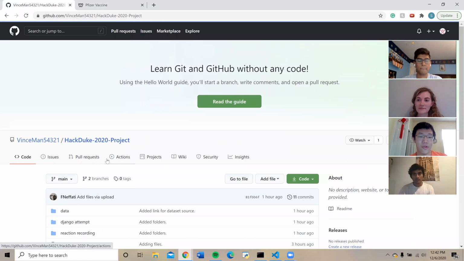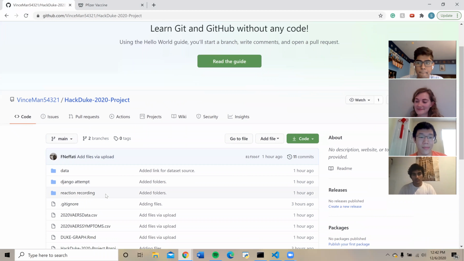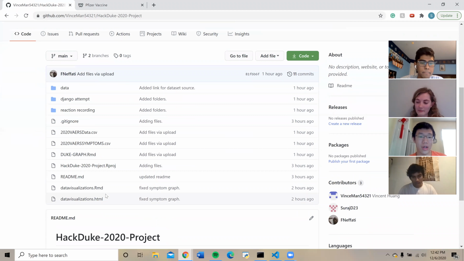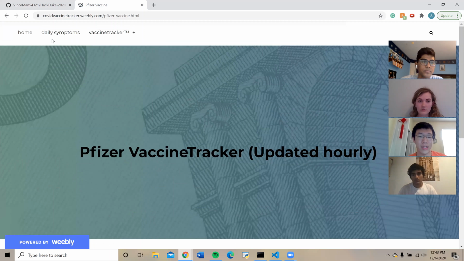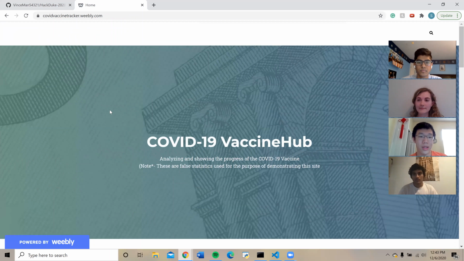And a future expansion for this project is that we plan on implementing all the separate components into one and combining it onto the website, so we can publish it by the time the COVID-19 vaccine actually rolls out.